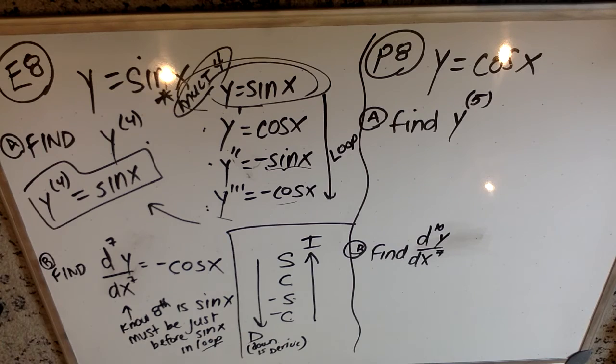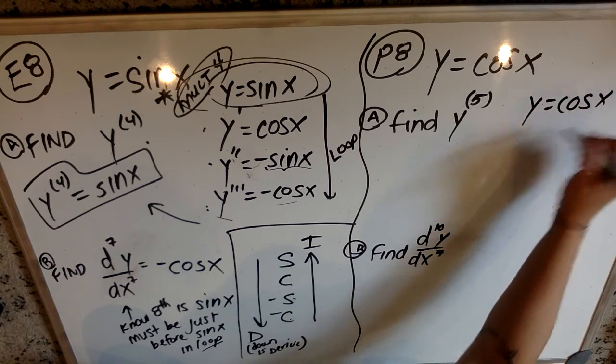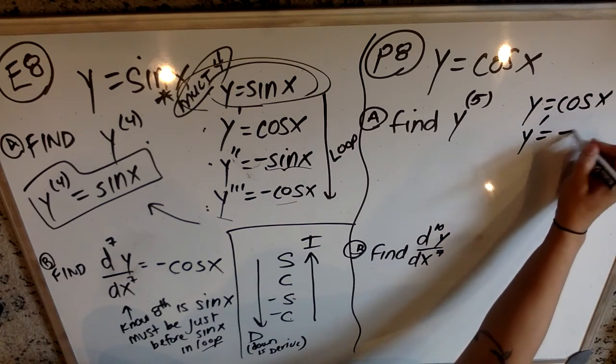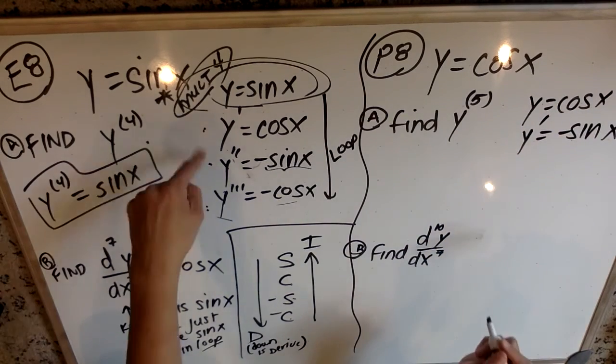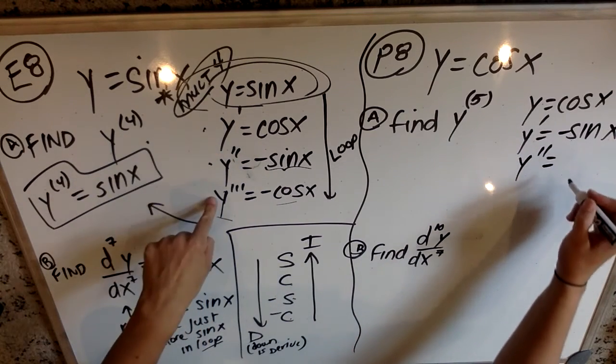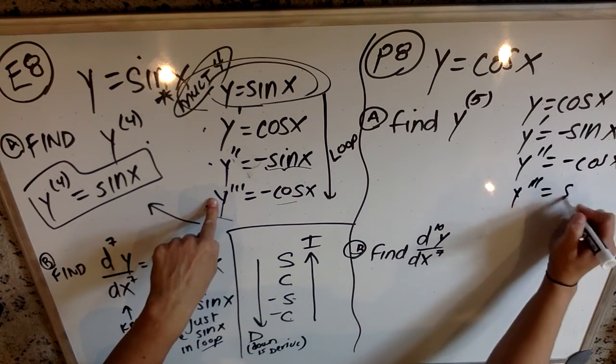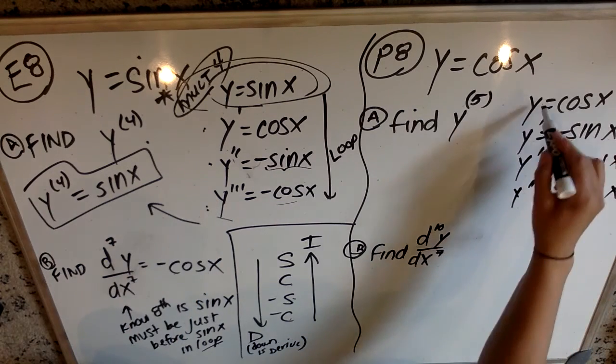So try P8. You can pause me if you want. I'm going to go ahead and walk through it. So if my original function is a cosine, the derivative of cosine, so y prime, is negative sine. And basically it's the same loop, I just started at a different spot, right? My second derivative would be negative cosine. My third derivative would be sine. And the fourth derivative loops back up here.